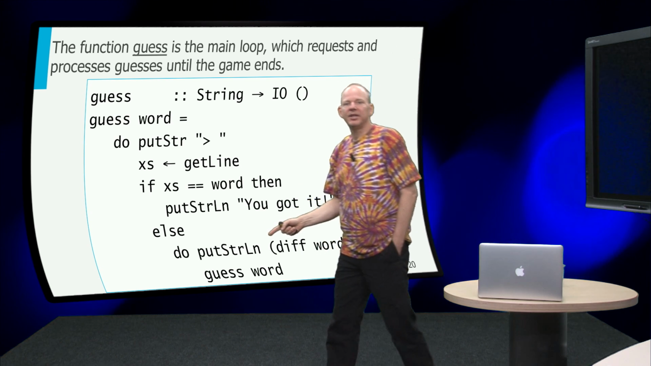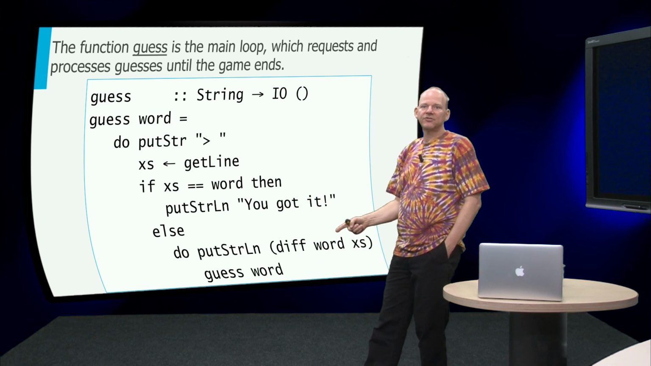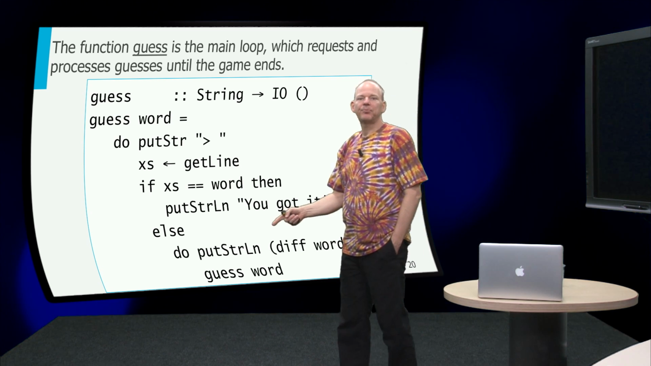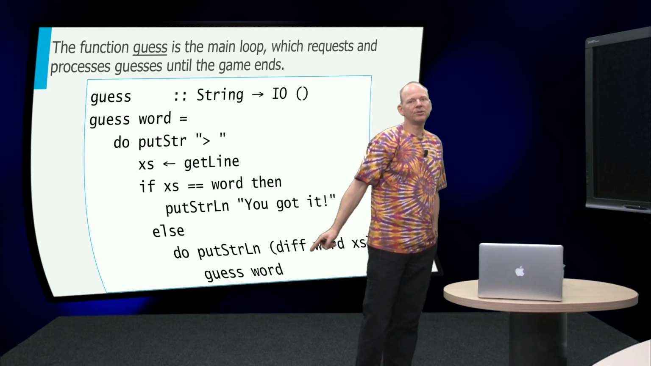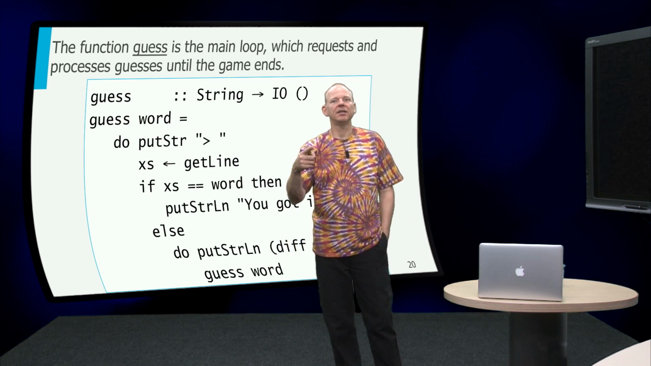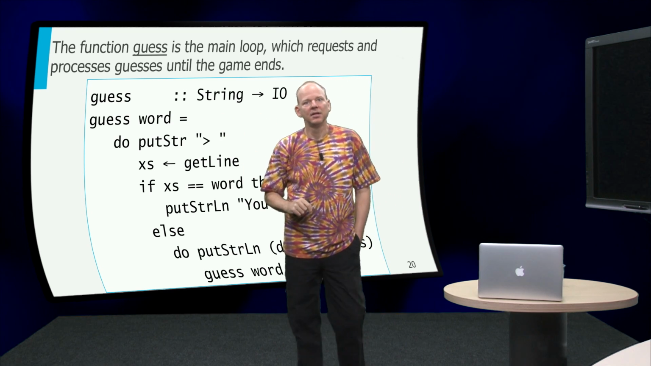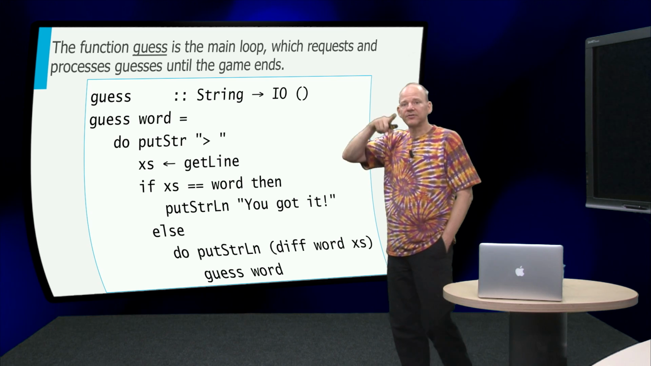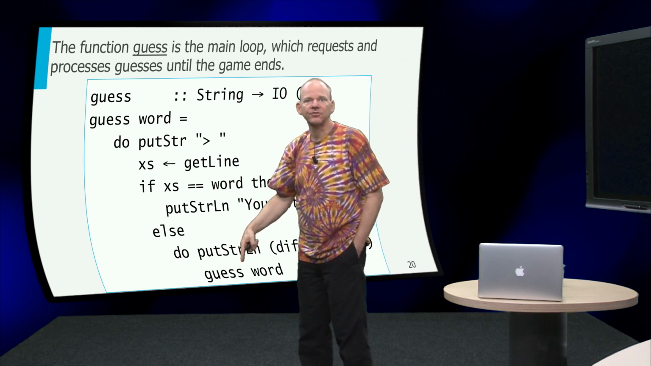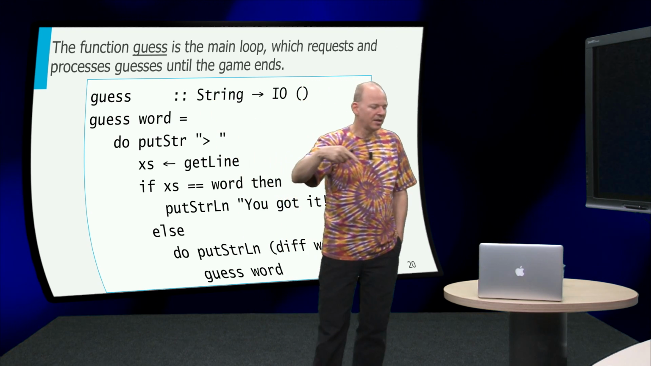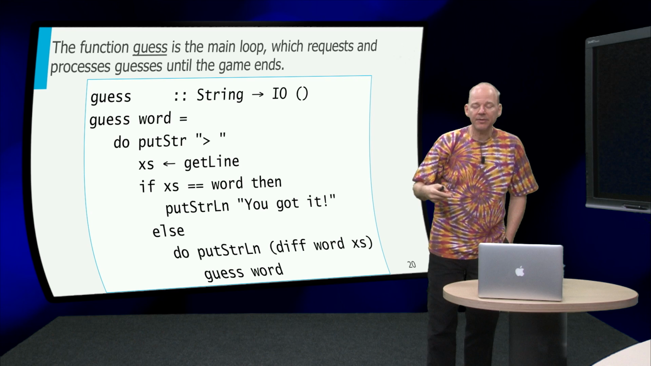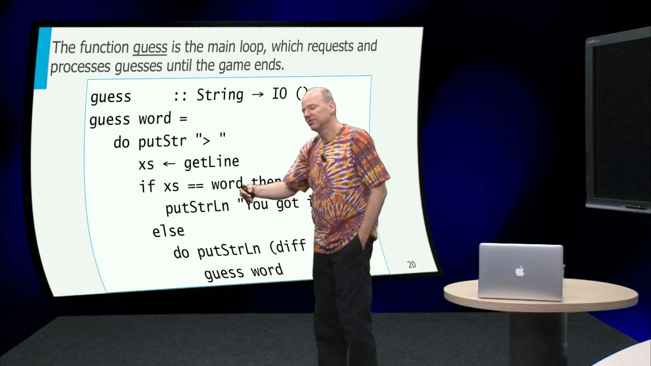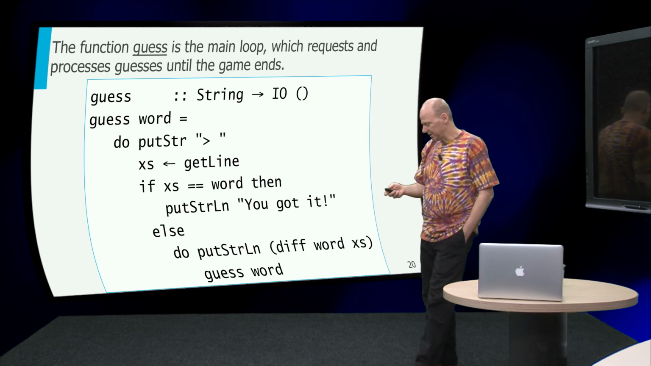Otherwise, we compute the difference between the secret word and what the user typed in. We print that difference on the standard output, and we then recursively go and guess the word. And here you see where there's a tail recursion. So this thing here, guess word, calls guess word again. And if you're a kind of lousy player like me, you will have to use a lot of turns to do this, and you don't want this to stack overflow.